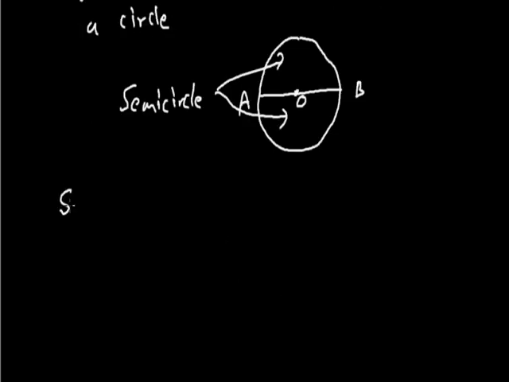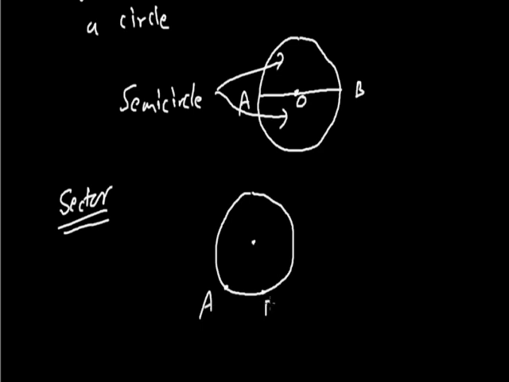Now after that we define the sector. We have a circle with a center O, and any two points A and B on the circumference of the circle. When we connect these two points to the center of the circle, it forms the shape of a sector. The region between the two radii and the minor arc is called the minor sector. And the region between the major arc and the two radii is called the major sector.